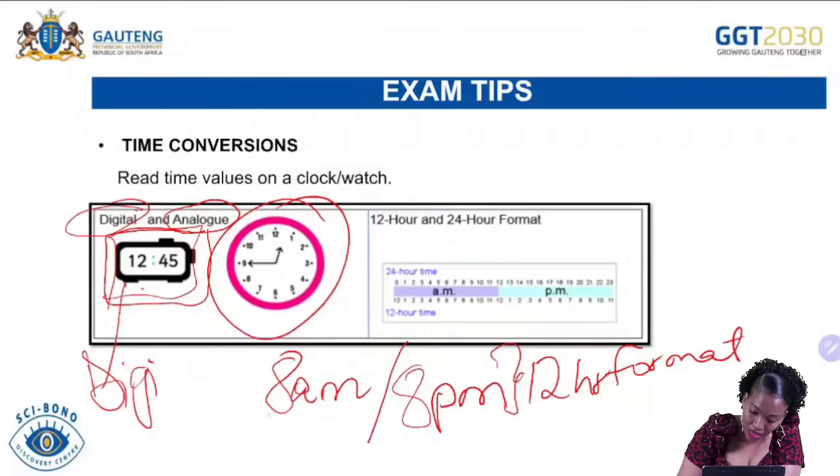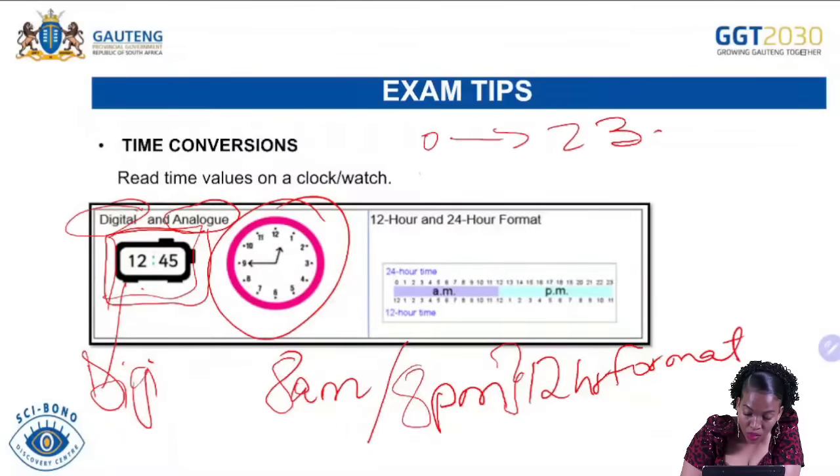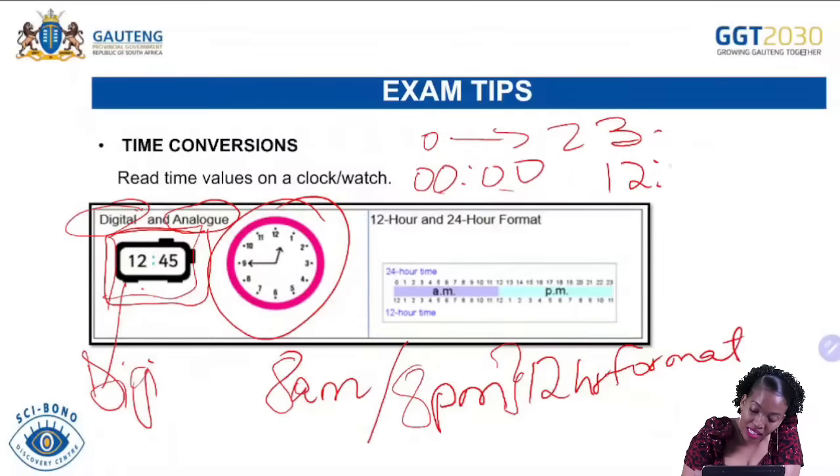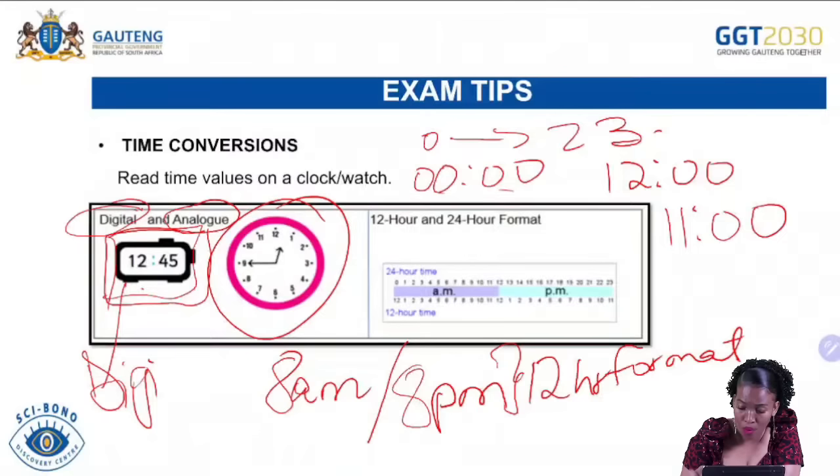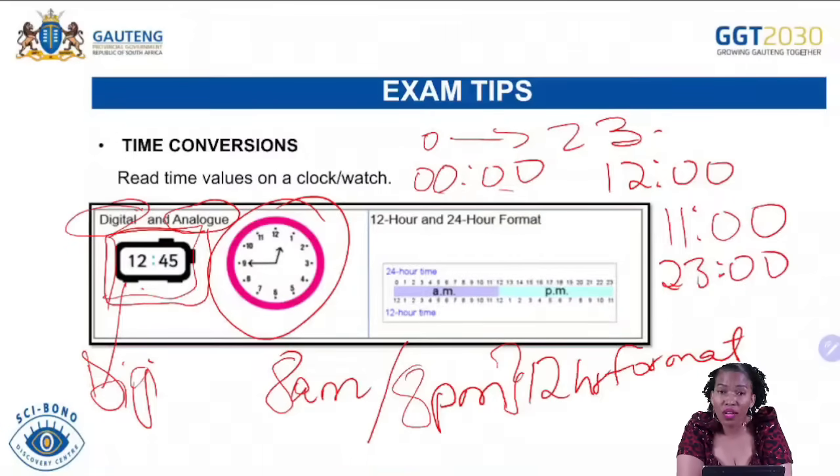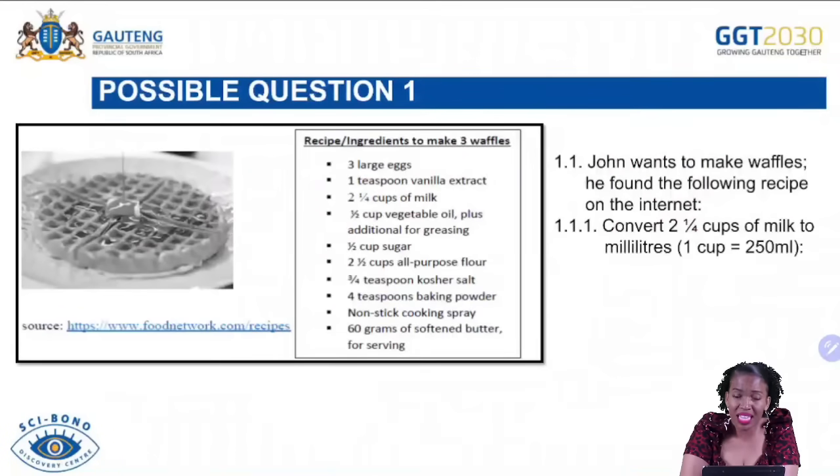Whereas your 24-hour format works with the numbers from 0 to 23. We know that if it is 00 like this, it means this is 12 when? 12 midnight. And then if it is 12 like this, this is 12 when? 12 midday. And if it is 11 like this, we know that this is 11 o'clock in the morning. Whereas if it is 23 like this, then this is 11 o'clock in the evening. So go and revise your time, because definitely there will be questions on time. So these are the possible questions that you can expect in paper 1.